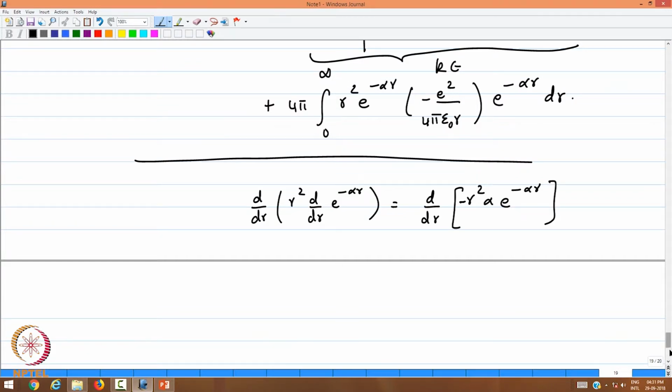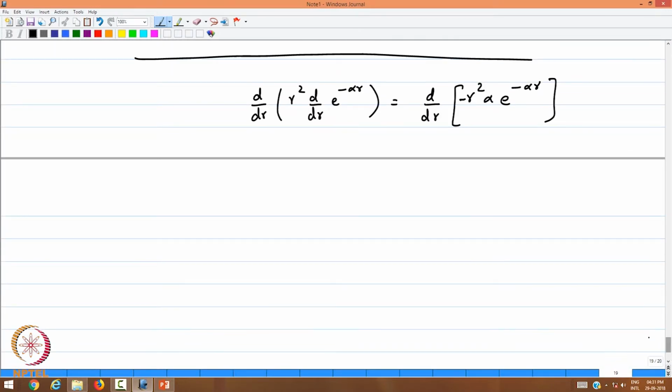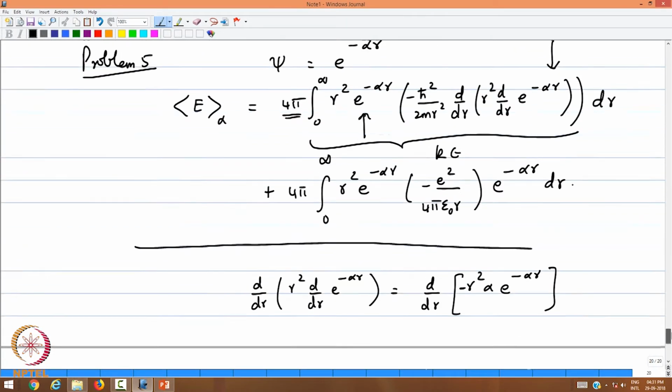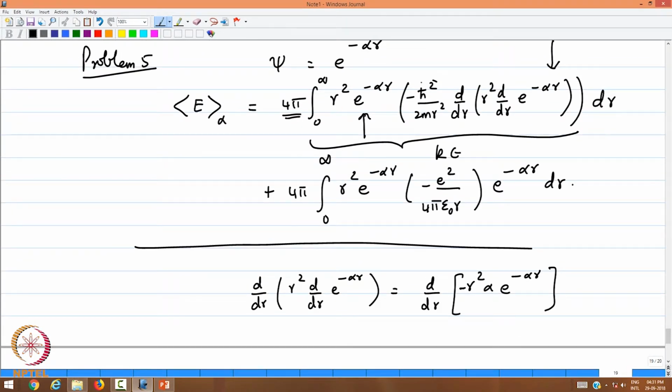and you can see that the second derivative gives you this result: minus 2 r alpha e to the minus alpha r, and then you have a plus r square alpha square e to the minus alpha r. So, this is everything that is in the derivative form, but for the minus h bar square by 2 m r square. Okay. So, you can substitute that and do the integral.